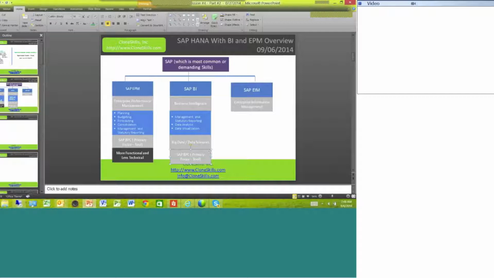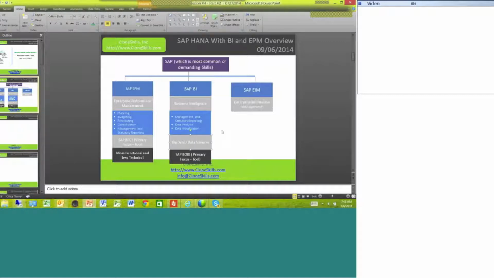So what tool will we be using here? This is going to be more focused on business objects, more on the BO. Business objects would be the primary tool used in this case.